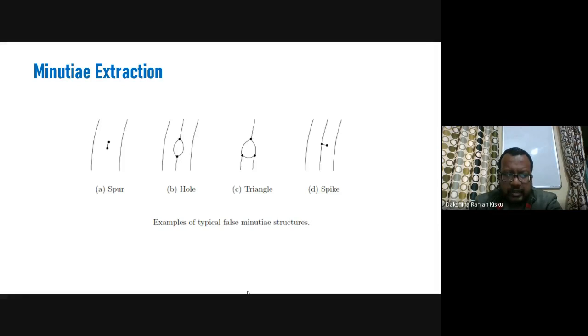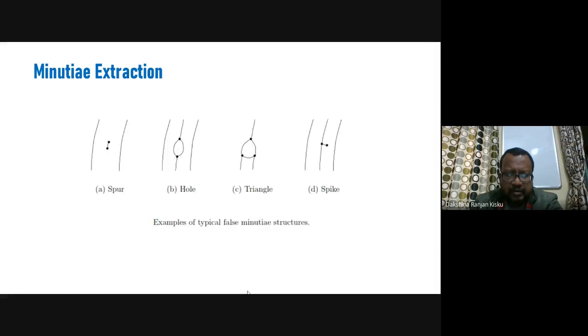Now here we can see some minutiae points which are considered as spurious minutiae points or false minutiae structures. This is a part of the post processing step. In the post processing step, we need to identify the false minutiae structures or false minutiae points, like these four structures. These structures are called spur, hole, triangle, and spike. These are basically the false minutiae structures. So we need to identify these false minutiae structures during post-processing operations.